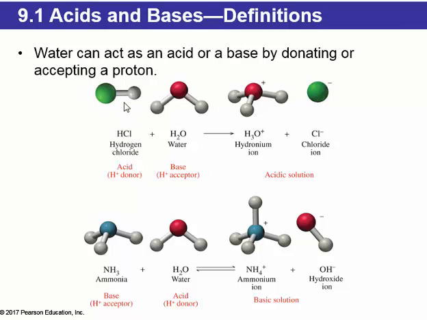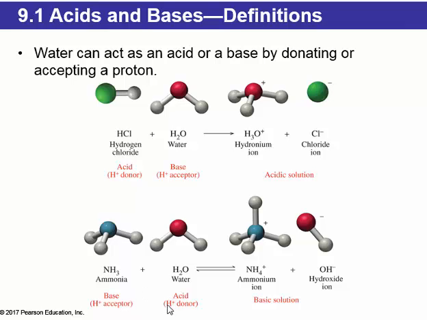So hydrochloric acid is an Arrhenius acid and a Bronsted-Lowry acid, and water in this case is a Bronsted-Lowry base. Now let's look at ammonia reacting in water. Ammonia is an Arrhenius base because when it dissolves in water, it increases the concentration of hydroxide. Again, let's figure out who is the Bronsted-Lowry acid and who is the Bronsted-Lowry base.